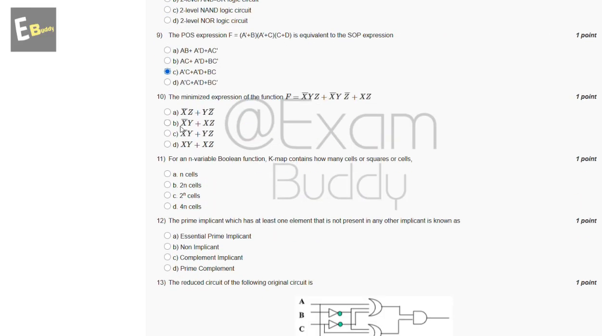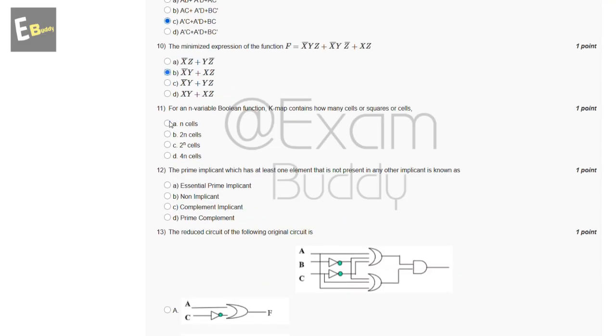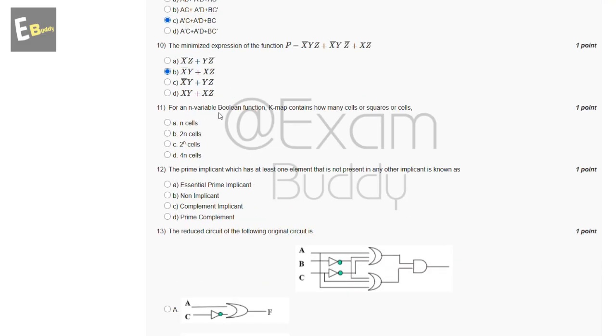Now the 10th question is the minimized expression of the function f. So the answer of the 10th question is B. Now the 11th question is for an n variable Boolean function, Karnaugh map contains how many cells or squares? So the answer of the 11th question is C, 2 to the power n cells.